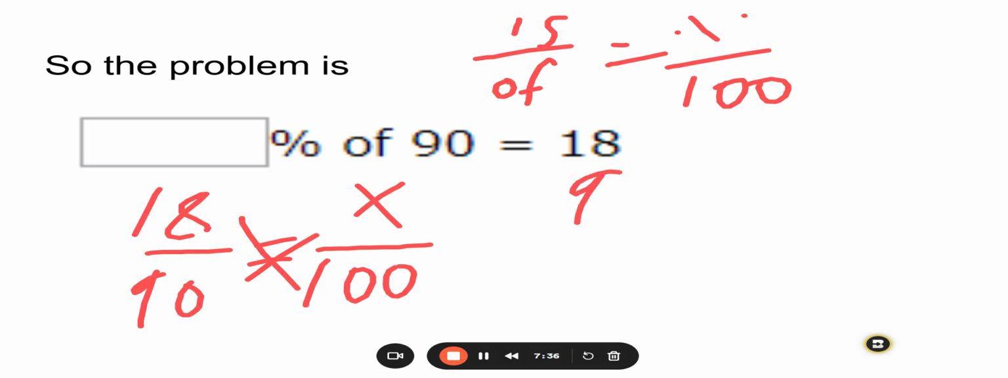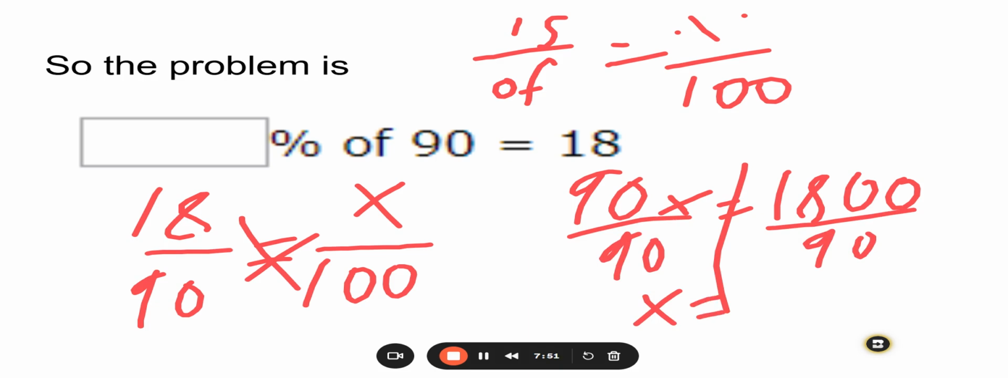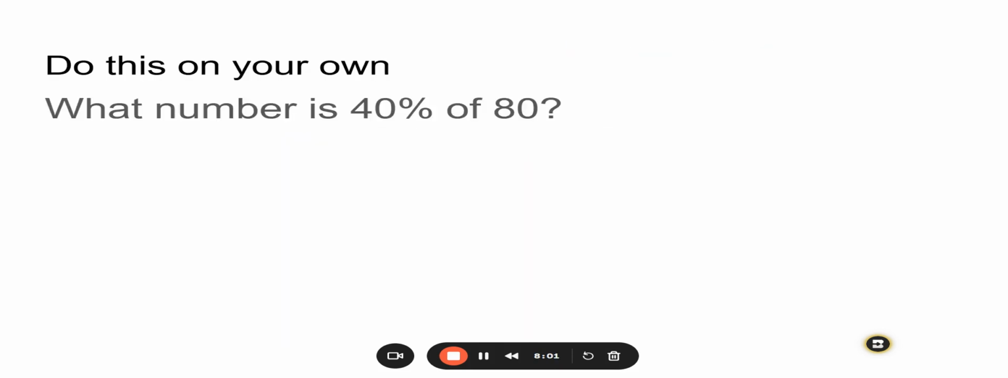Cross multiply. 90x. I'm going to move pretty fast through these next ones. 18 times 100 is 1800. I think this is going to give me 20 if I'm not mistaken. All right. So x should equal 1800 divided by 90. Yep. Equals 20. 20 again is our answer. All right. Last example that we're going to go over.